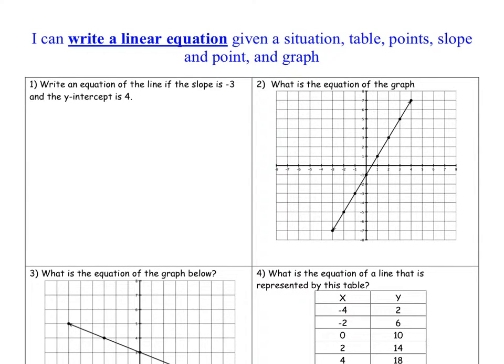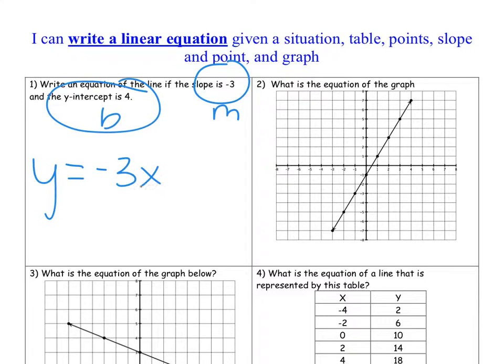Write an equation of the line with a slope of -3 and a y-intercept of 4. So this is slope of -3, which is m, and a y-intercept of 4, which is b. So y equals -3x plus 4. That's it.